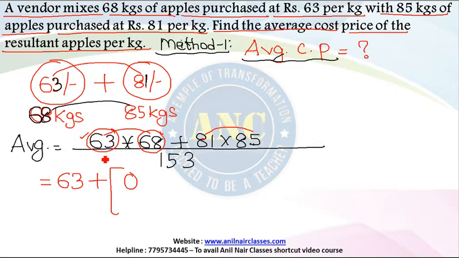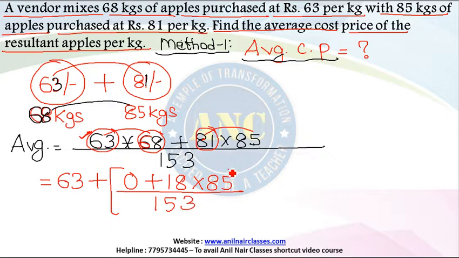So what I did is, I assumed the tentative average as 63. 63 with 63, the difference is 0. 0 into 68 is 0. Very easy to say. Similarly, 81 with 63, what is the difference? The difference of 81 and 63 is 18. 18 into 85 divided by 153.